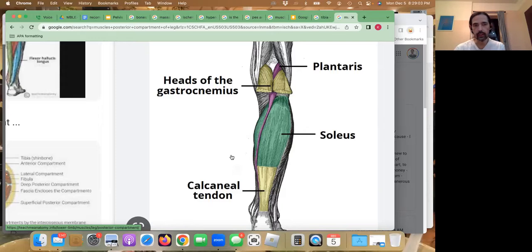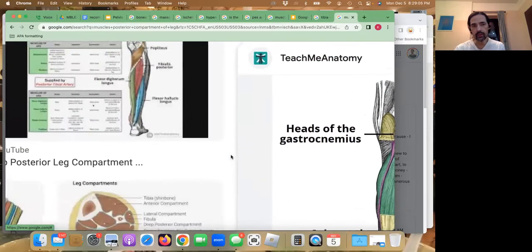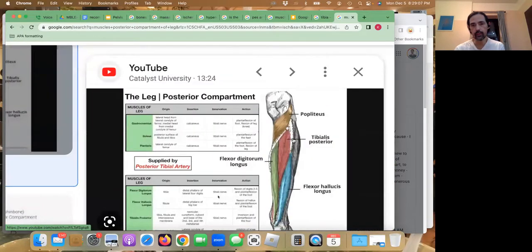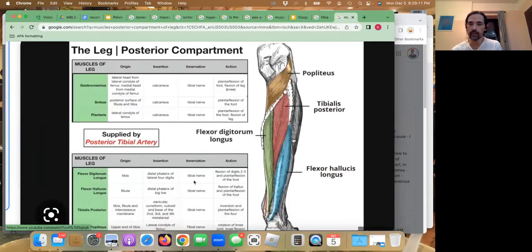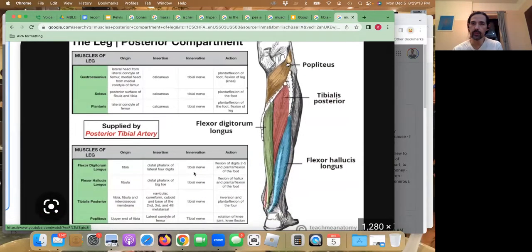Okay, and then if we go deeper than the soleus, we find the popliteus. Remember that tripped one of us up earlier? Here's the popliteus muscle. It refers quite a lot of pain, quite a lot of posterior knee area pain. And then there's the tibialis posterior, the flexor digitorum longus, and the flexor hallucis longus.